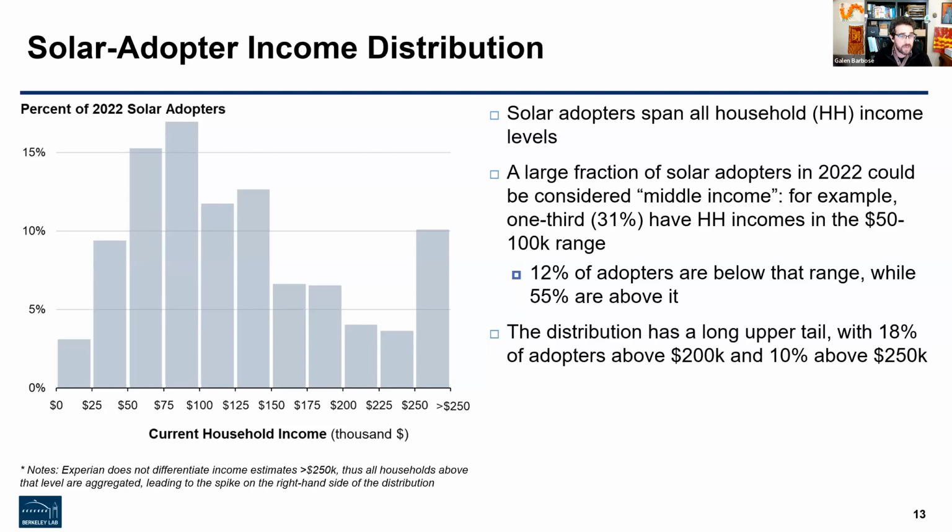And you can see, towards the middle or left-hand side, that a large fraction of these households are in the middle income range between $50,000 and $100,000 per year. There is, of course, a long upper tail, and that sort of odd spike on the far right-hand side just reflects the fact that Experian's income estimates truncate at 250K. So everything above 250K gets grouped into that last bin.